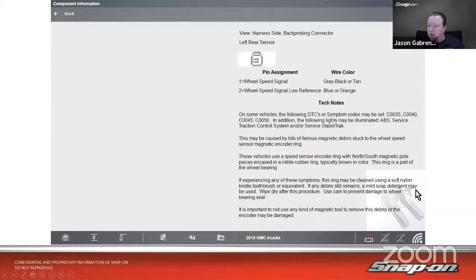If any debris still remains, a mild soap detergent may be used. Wipe dry after the procedure. Use care to prevent damage to the wheel bearings. Don't use a magnetic tool to remove the debris. It's like, oh, it's just a bunch of rust or metal flakes, I'll just take a magnet and go around there, and you're going to screw up the magnet that's on the encoder. So we don't want to do that either.